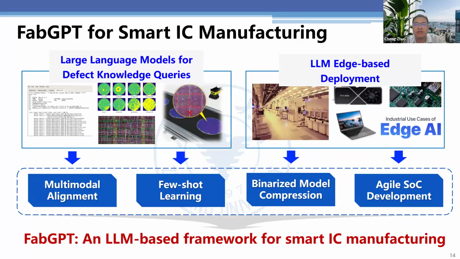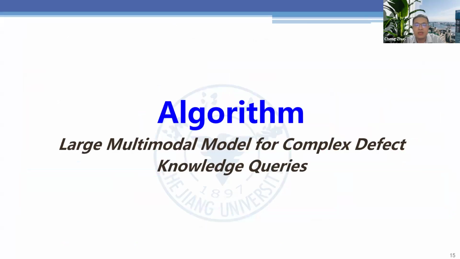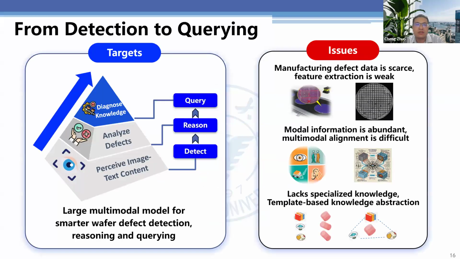So after I reviewed all those works, we want to build something for smart IC manufacturing. Of course, currently we are only addressing the issue of wafer defect detection. And we want to do this from both the algorithm side and the hardware side. This is an infrastructure we call FabGPT for smart IC manufacturing. And I will talk about some interesting findings during this journey. So on the algorithm side, we need to address the issue of small data and multimodality, and also the lack of specialized knowledge.